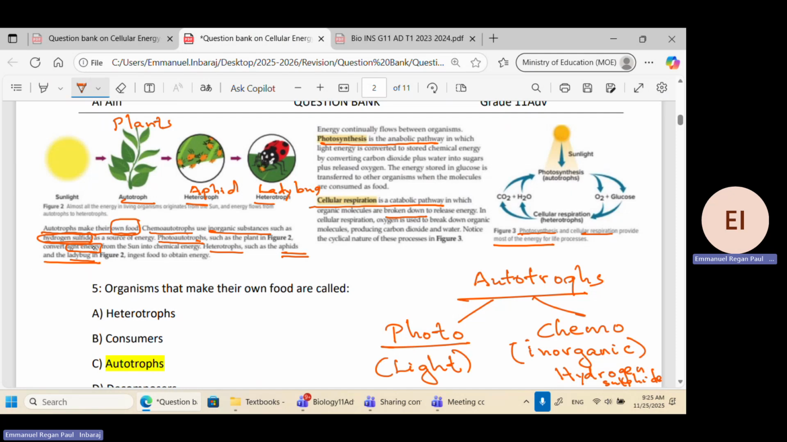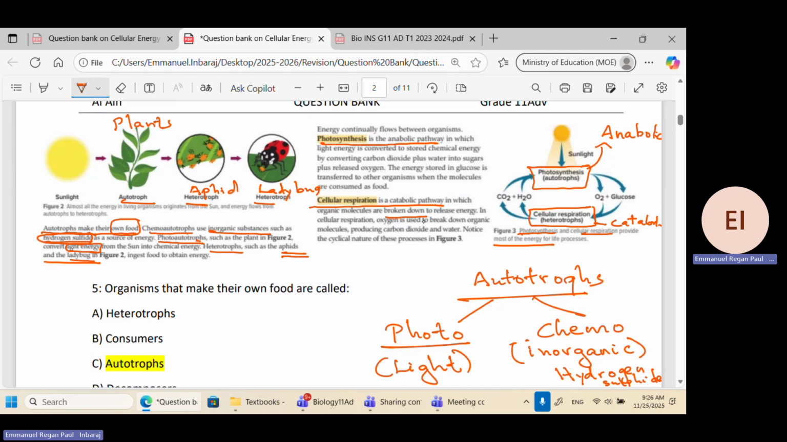Okay, now come back here. Let's also finish this. There are two types of reactions, you can say, or processes. One is called photosynthesis and another one is called respiration. Now, what is photosynthesis? Photosynthesis is anabolic. What is respiration? Respiration is catabolic. Now, what is the difference between anabolic and catabolic?